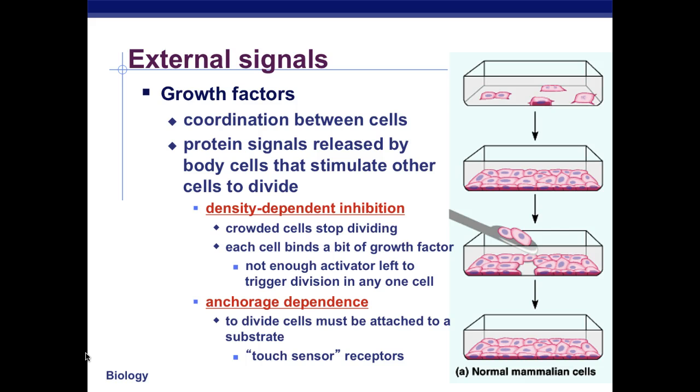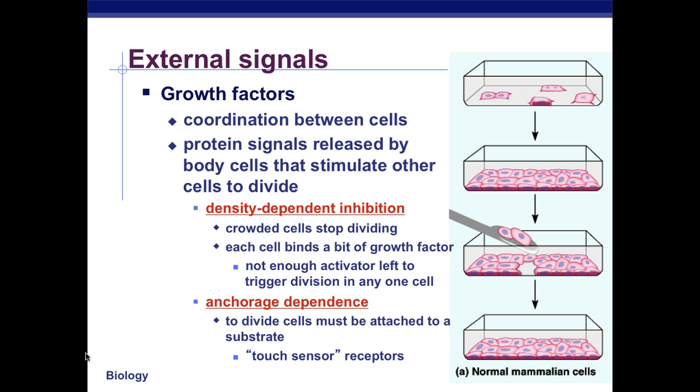There's density-dependent inhibition. This is where the crowded cells will stop dividing. So when there are enough cells in a certain area, no more cells will be divided or produced. So there will be no more cell division. So each cell binds a bit of growth factor, so there isn't enough activator to trigger division in any one cell.